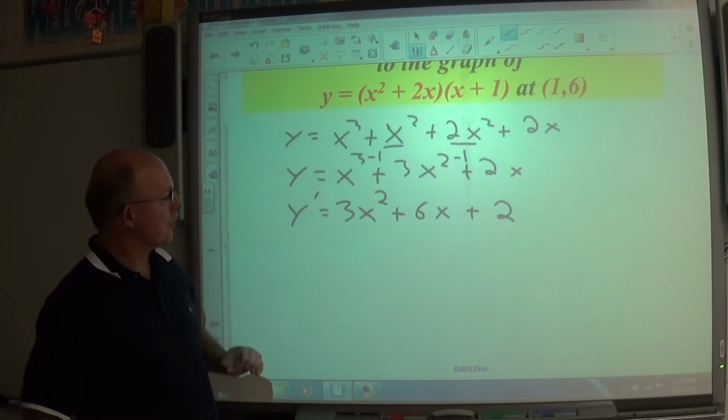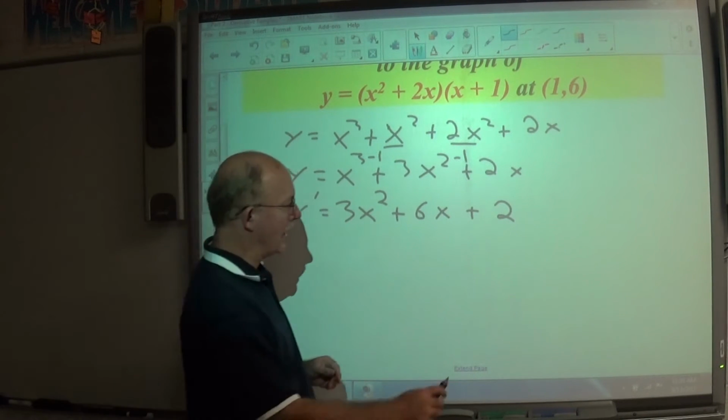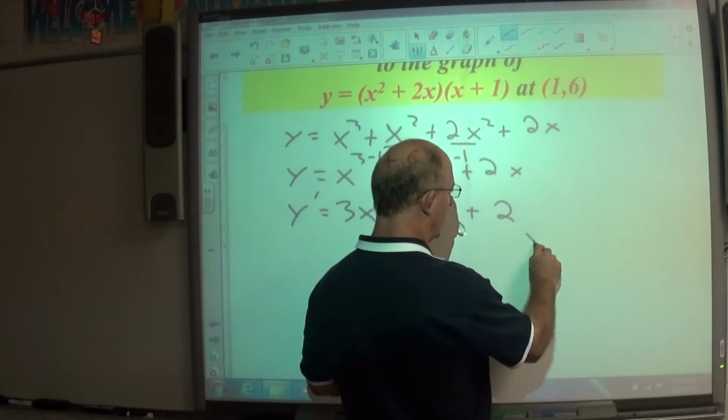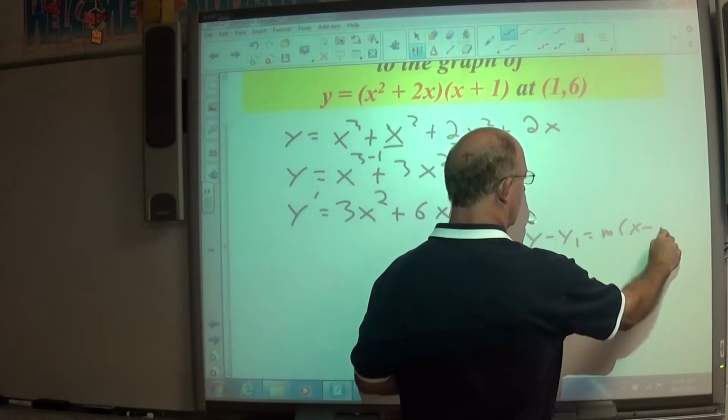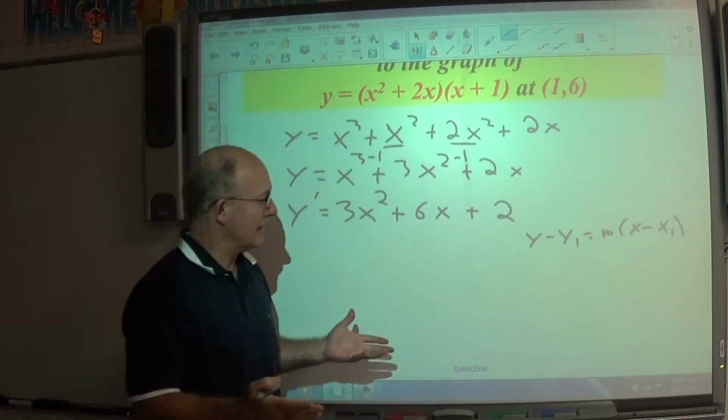Okay, now let's see, we're ready to write our equation. Now this time, let's write this equation in point-slope form. So remember point-slope form, y minus y1 equals a slope times x minus x1. Okay, because we've got everything except for the slope.